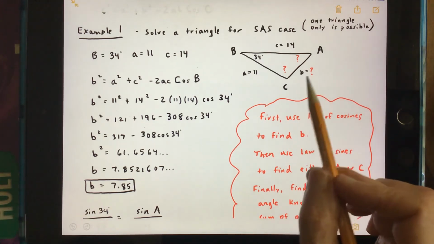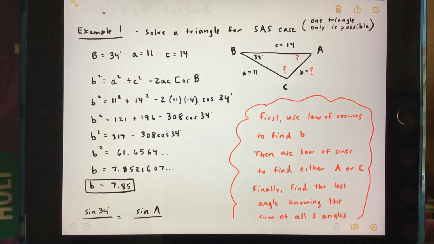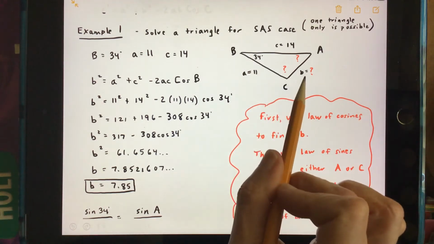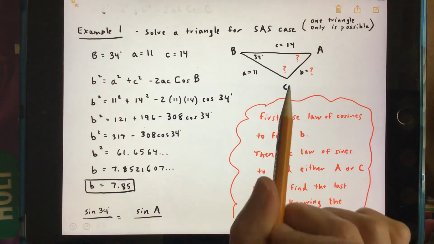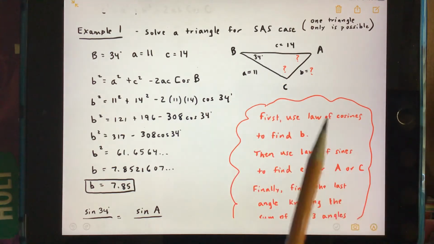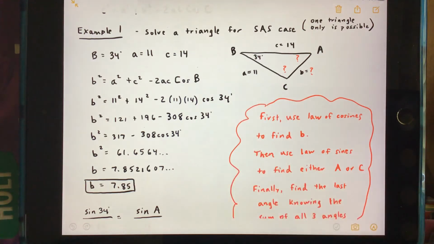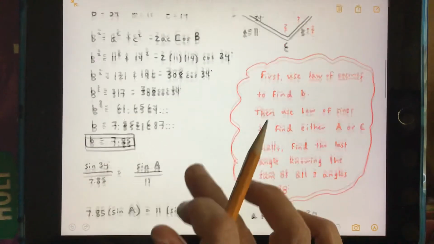Okay, so now we know what b is. We know all 3 sides, and we know 1 angle. We could continue using the law of cosines. It wouldn't be wrong to, but you can see the law of cosines is a little more complicated to use than the law of sines. So at this point, since I know my b, I can set up my ratio, sine of b over b is equal to sine of c over 14, or alternatively sine of 34 over b is equal to sine of a over 11. I have enough information for using the law of sines at this point. So that's what I'm going to do next.